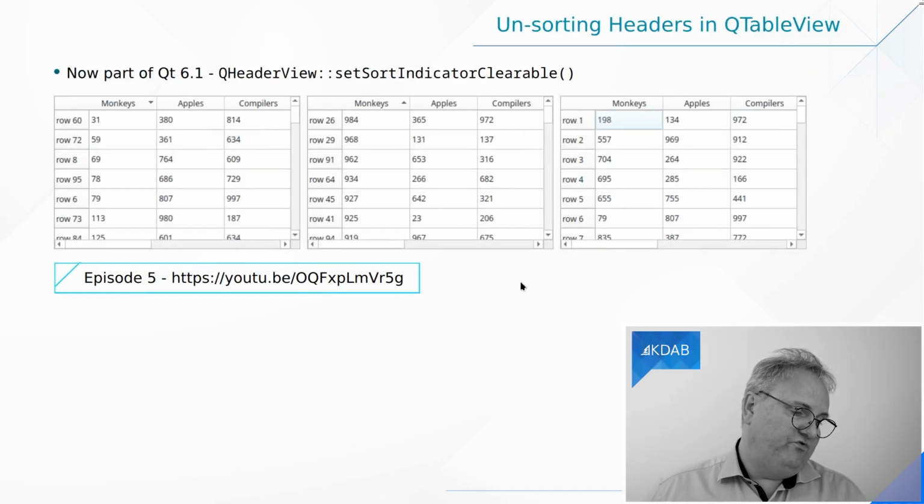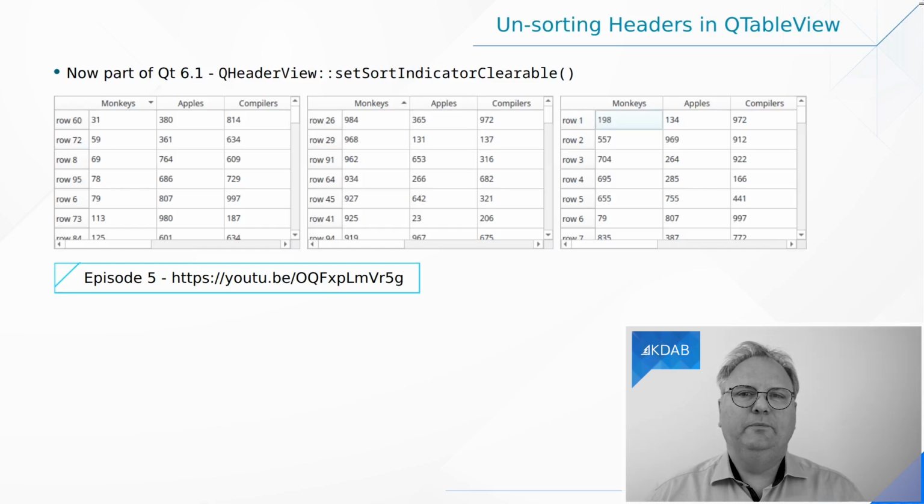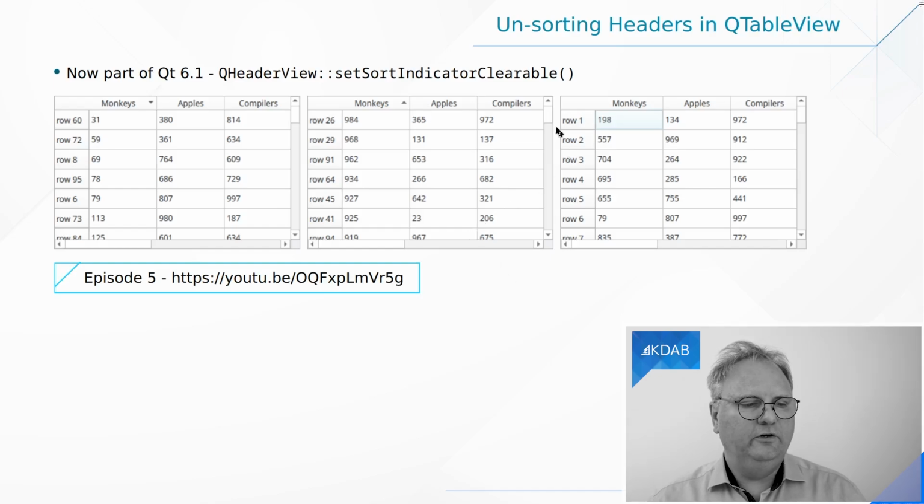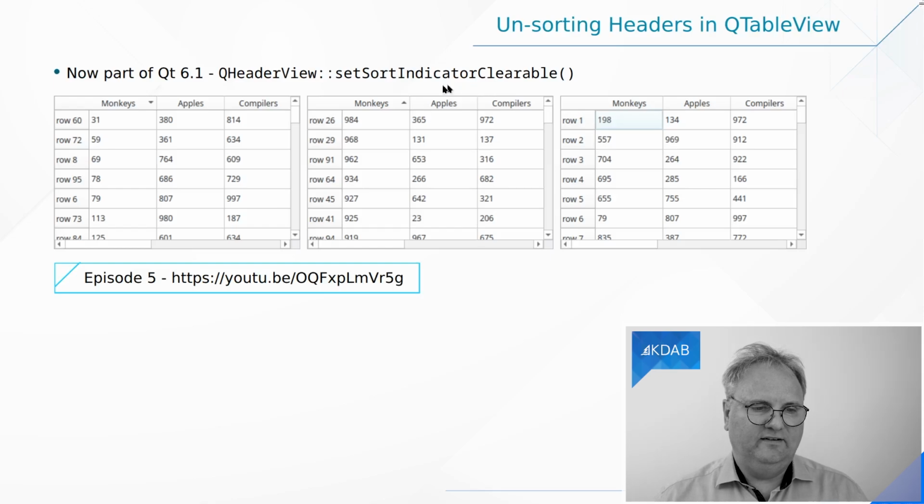Episode 5, a very early episode in Qt Widgets and more history, actually got stolen from a coworker of mine, Jesper Pedersen, who put it into Qt itself. So if you're using Qt 6.1 or newer, then what is in this episode is doable these days with just calling set sort indicator clearable.